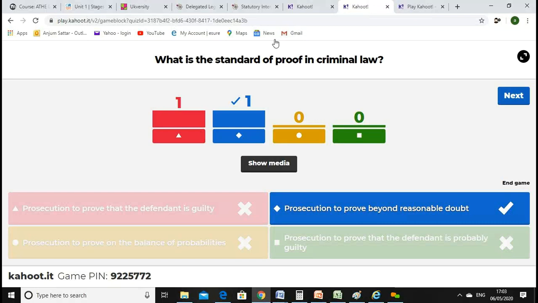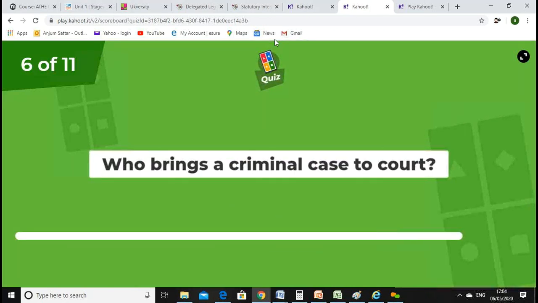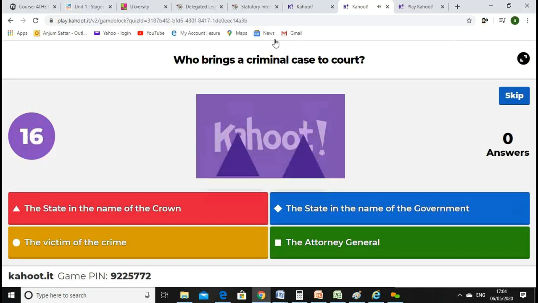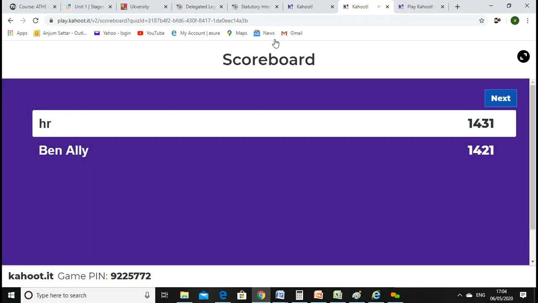That's why the CPS, you know the CPS? Yes, the Crown Prosecution Service. They can say, sorry, we have a lack of evidence. You may have heard about a lot of rape cases and various other cases that they dropped, because they don't have proof to charge individuals. They don't want to take the case to court and look foolish in front of the judge. So who brings the criminal case to court? The state, in the name of the crime.